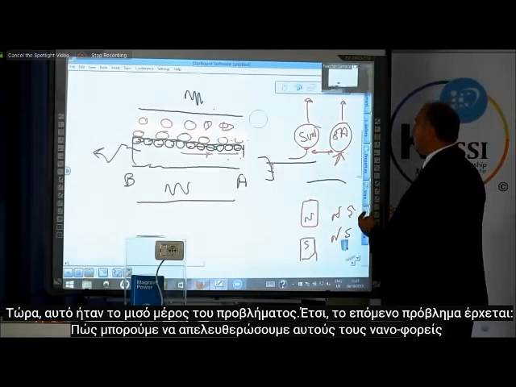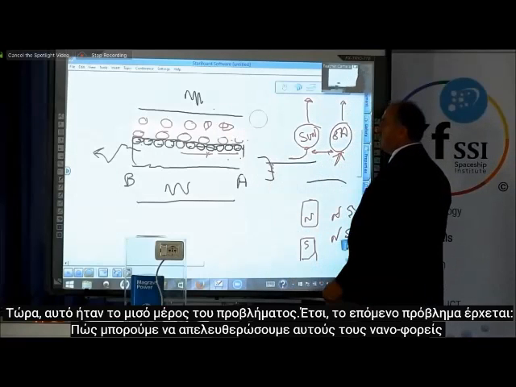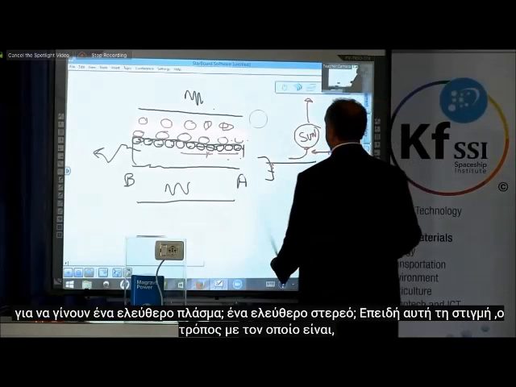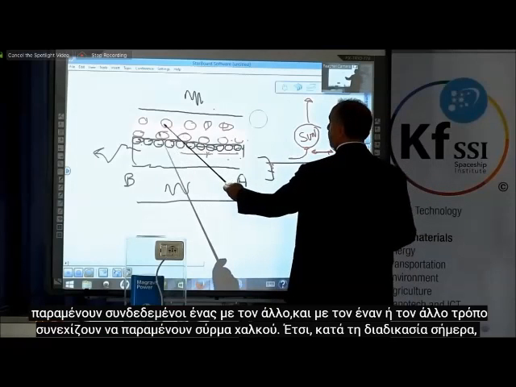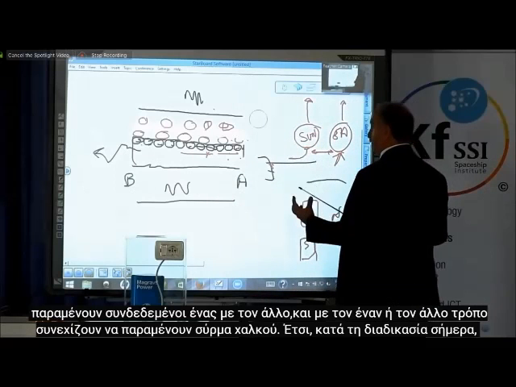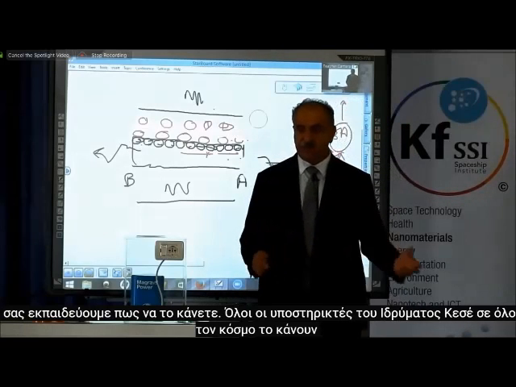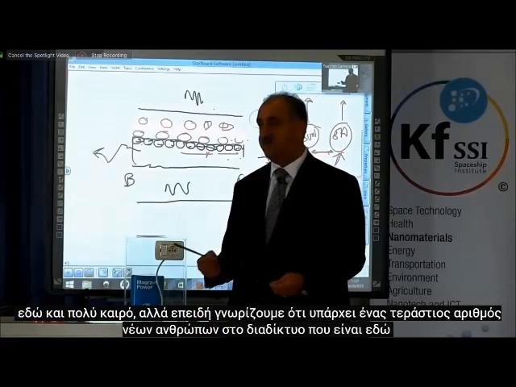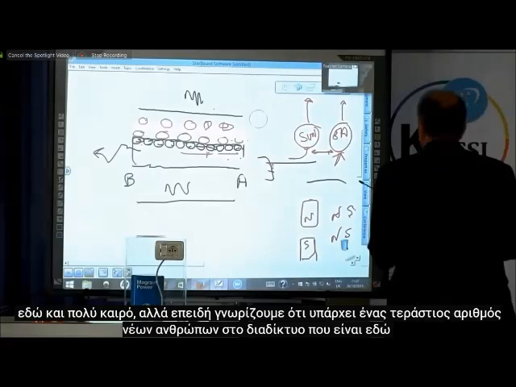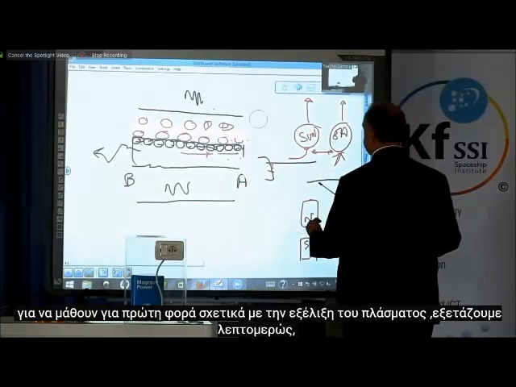So the next problem comes: how can we release these nano entities to become a free plasma, free sun? Because at this moment, they are still connected to each other in one way or another to the main copper line. So in the process today, we teach you how to do it. All the Keshe Foundation supporters around the world have been doing it for a long time. But because we know there is a huge number of new people online who are here to learn for the first time about the evolution of the plasma, we go through every step one by one.